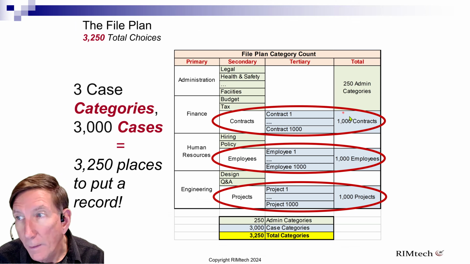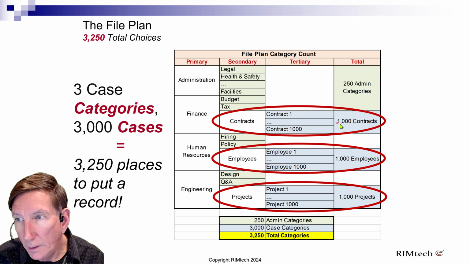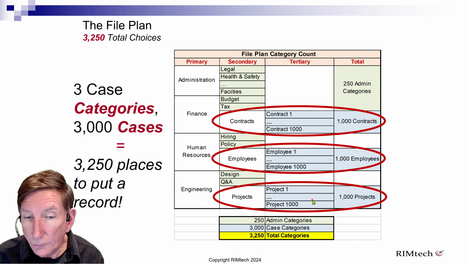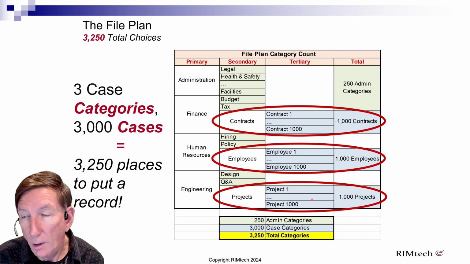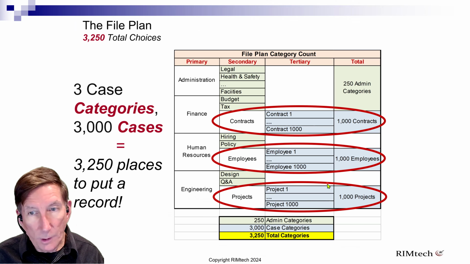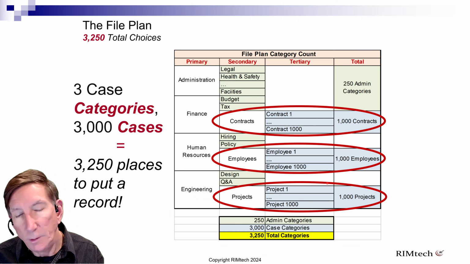And by the way, each of these cases can have a uniquely different end date. So that means you have to store 1,000 contract end dates, 1,000 employee termination dates, and 1,000 project end dates. You have to store those 3,000 dates somewhere because the record software can't do its job and apply disposition without those 3,000 dates. So what does this mean? This means that you have to build 3,250 different places in SharePoint.